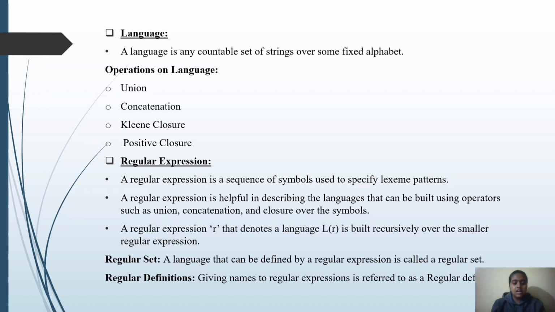Regular expression. A regular expression is a sequence of symbols used to specify lexeme patterns. A regular expression is helpful in describing the languages that can be built using operators such as union, concatenation, and closure over the symbols. A regular expression R that denotes a language is built recursively over smaller regular expressions. Regular set: a language that can be defined by a regular expression is called a regular set. Regular definition: giving names to regular expressions is referred to as regular definitions.